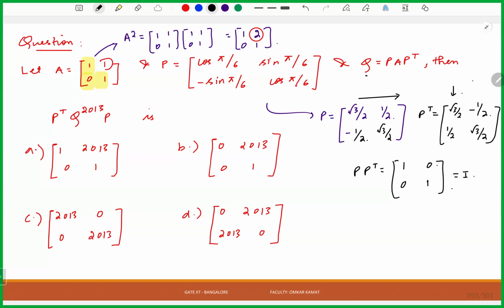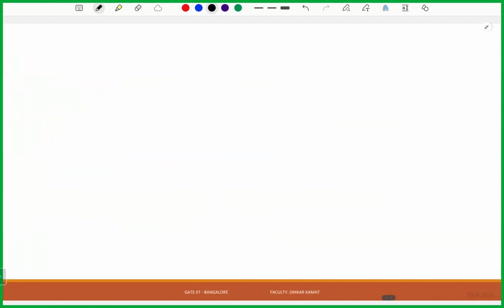Now they are telling Q is equal to PA P transpose. P transpose Q to the power of 2013 P is nothing but what? They are asking. Correct or no? So if you see Q to the power of 2013 will be nothing but what? I have to go on multiplying PA P transpose, PA P transpose, PA P transpose, and so on, up till how many times? Like this I have to go on multiplying. Correct, how many times? 2013 times. Now if you see this value, this value, it is nothing but I. This value it is all I.